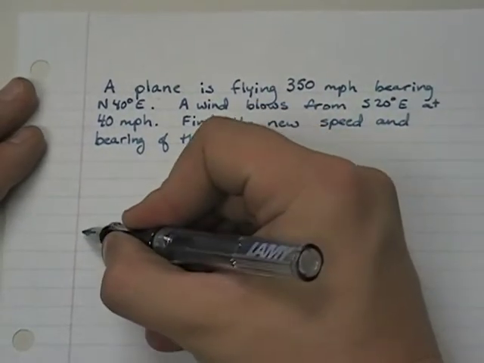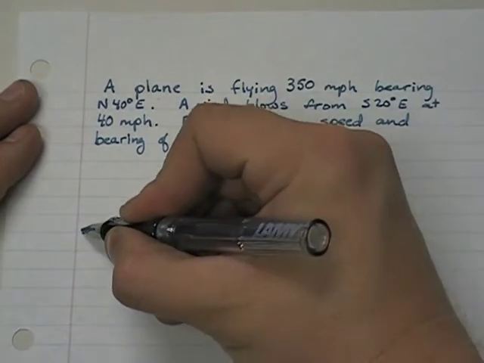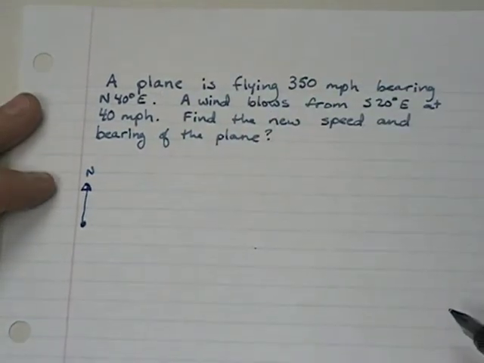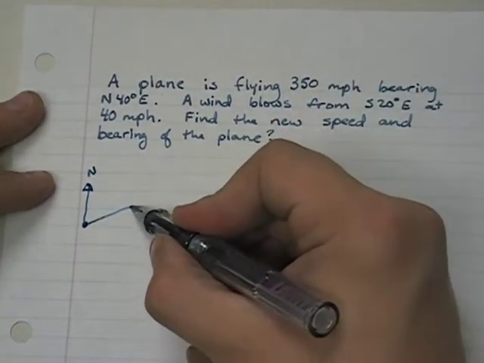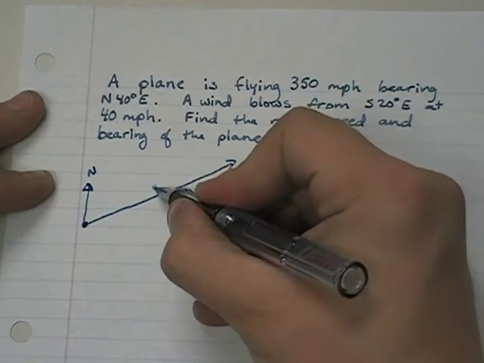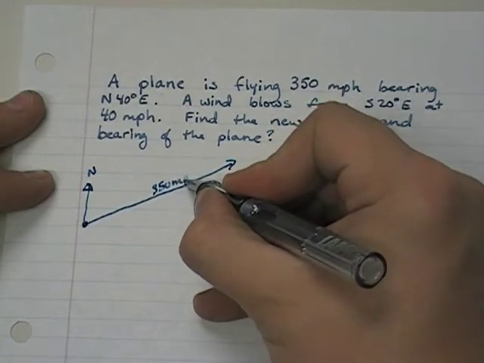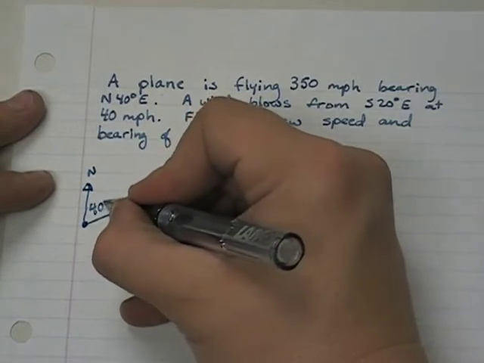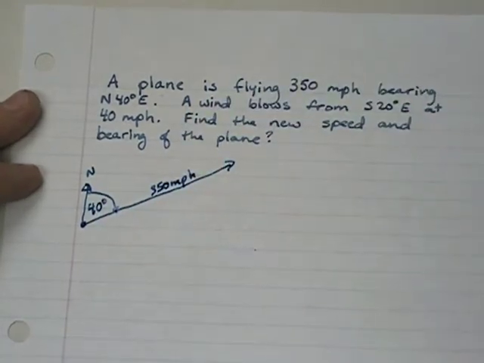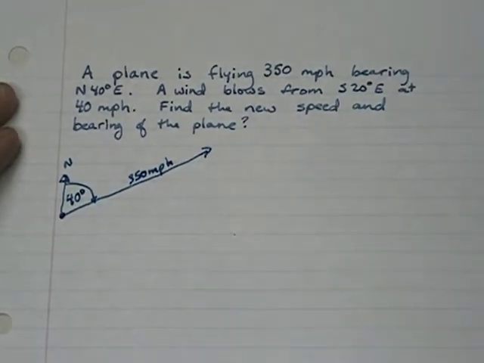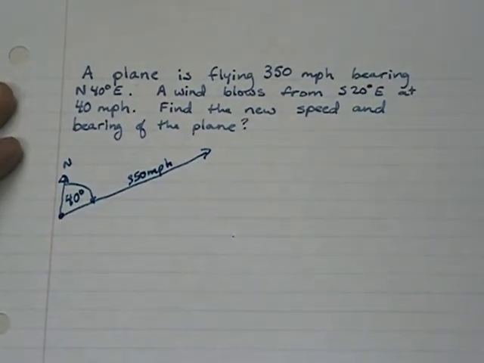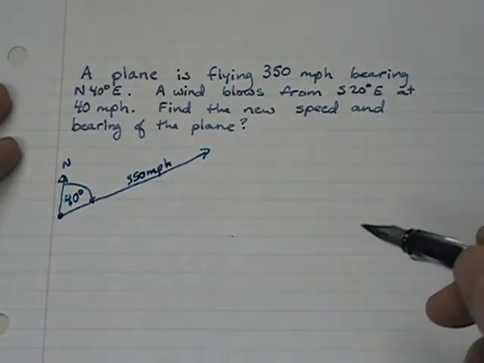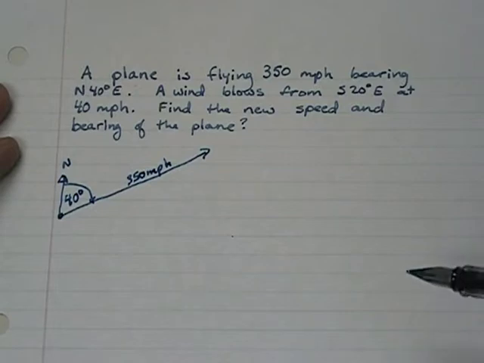The first thing we have to do is draw a picture. So we have a north axis, and we're going to draw a plane that's going 350 miles per hour, and north 40 east means that it's going to be that way. Okay, so there's our plane, 350 miles per hour. Now, we always want to attach our vectors head to tail if we can.